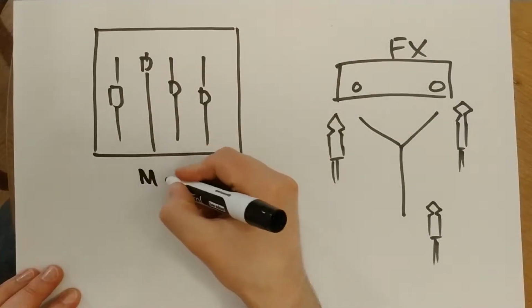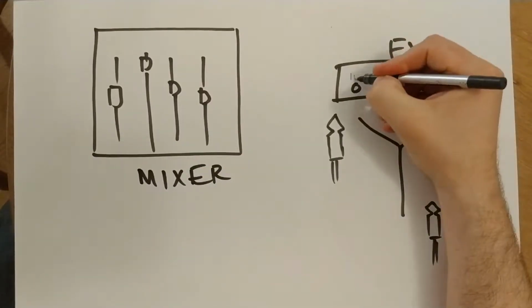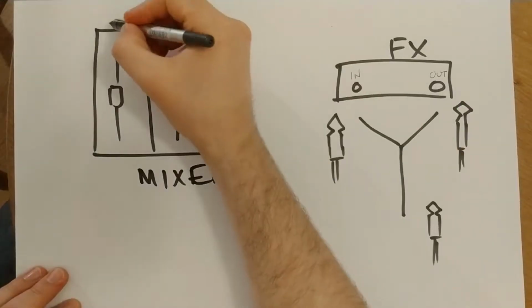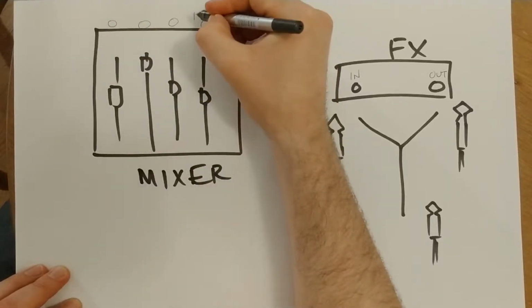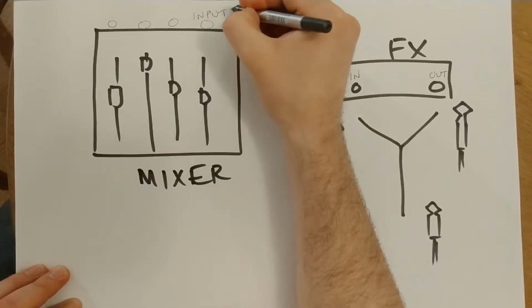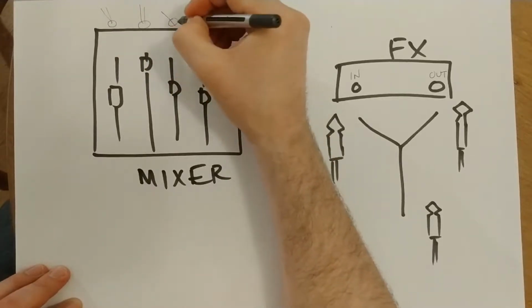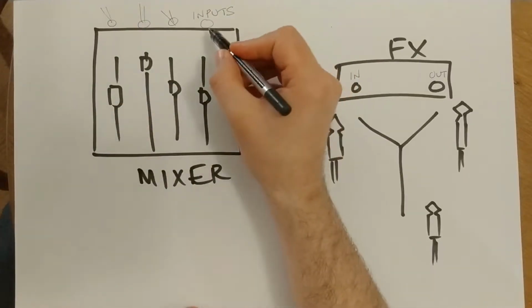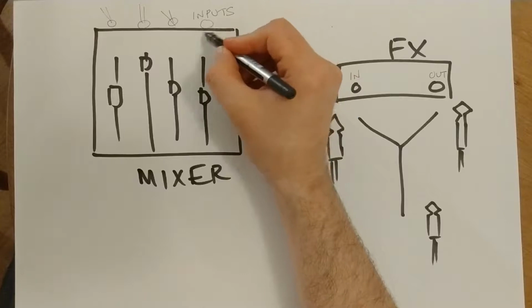I've got my mixer and I've got my effects unit, and my effects unit again has an input and an output. And what I'm going to draw on the mixer is all of the inputs for the various instruments. So maybe this one's attached to guitar, this one's attached to keyboard, etc. Whether they're balanced or not doesn't really matter. These are all the inputs. Now you can have jack inputs, XLR inputs, sometimes combi inputs. We're just going to say it's jack.